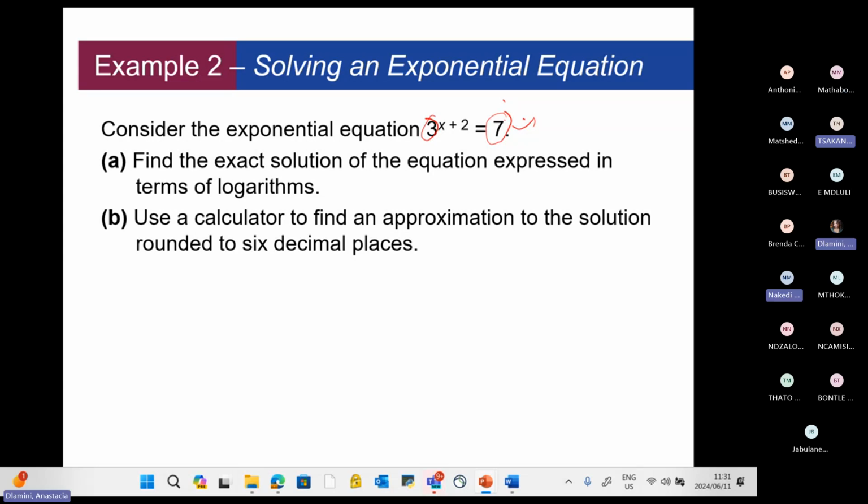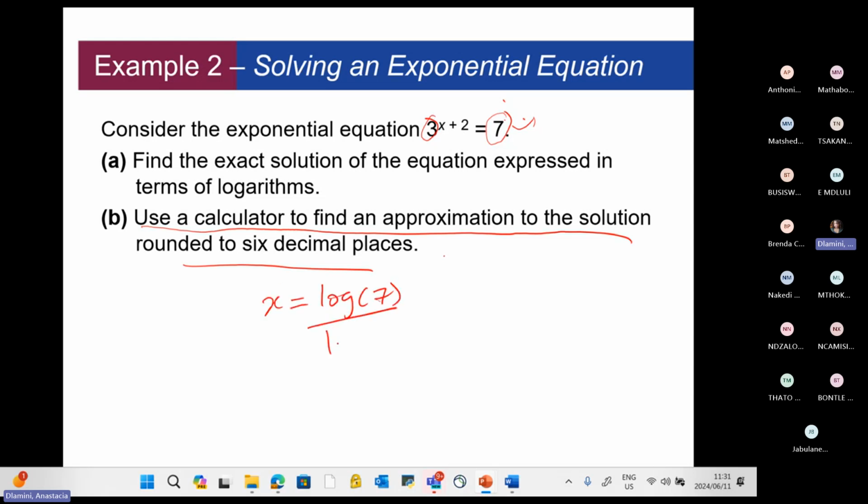Yes, ma'am. So now they say use a calculator to find an approximation to the solution rounded to 6 decimal places. So they want us to take what we got: x is equal to log of 7 over log of 3 minus 2. You put this in a calculator and see what value you get. That's what they want you to do for B.